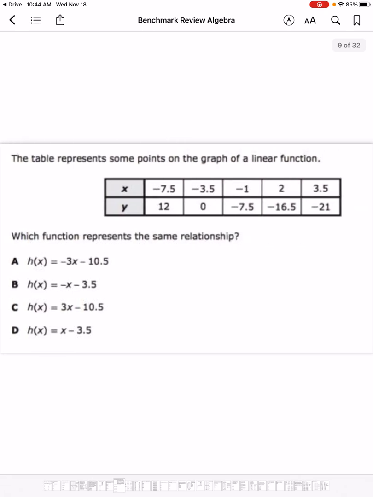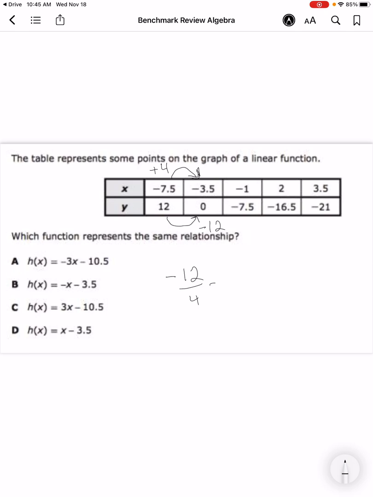Here, the same thing. You're going to find the change in y, change in x. So I'm going to find the change here and the change here. Again, use your calculator if you need to. From 12 to 0 goes down 12. From negative 7.5 to negative 3.5 is going up. It's getting closer to positive, so it's going up by 4. So it is negative 12 divided by 4 is my slope, which is negative 3. And the only one that has a slope of negative 3 is right there, A.